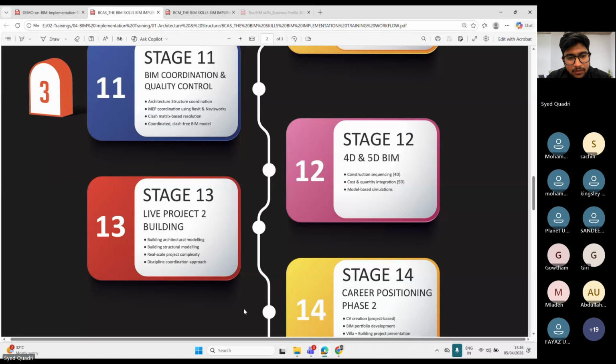Currently this program is for villas and high-rise projects. For infrastructure projects, it could be a separate batch. But this training is regarding villas, high-rise and commercial projects. Okay, thank you very much.